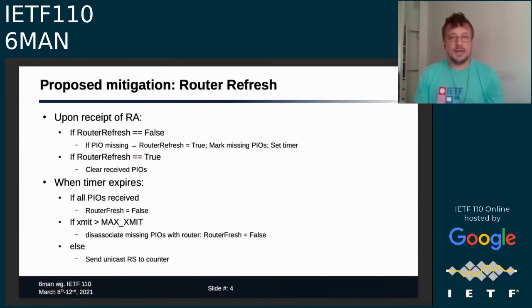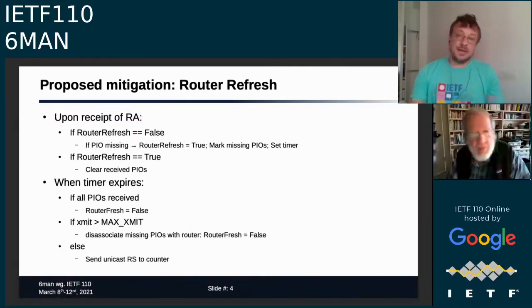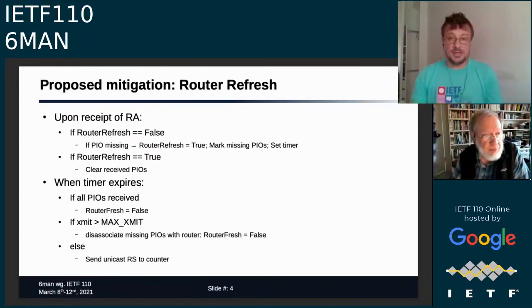Now, what happens if the timer expires? The timer that you had set up before expires. Well, what you do is, if all the PIOs have been received, that means that essentially all the information is fresh, so you just clear this router refresh flag.